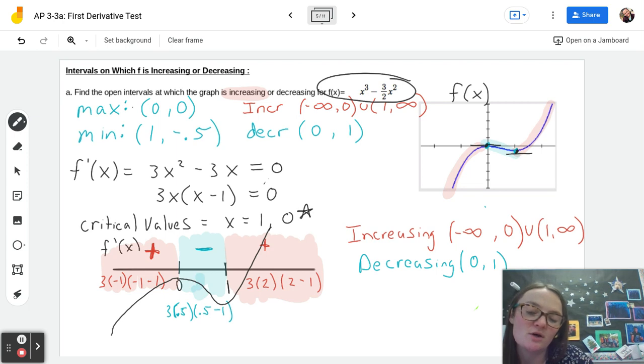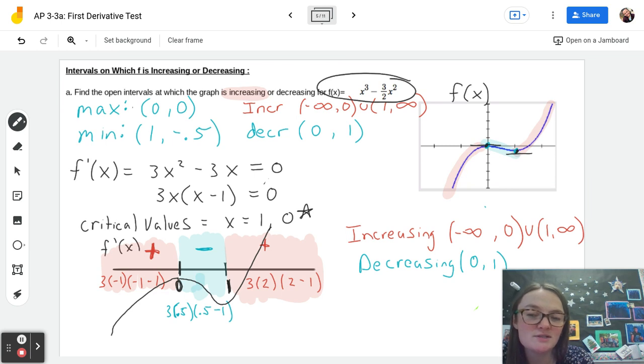From there, we created what's called a first derivative graph. A first derivative graph or test is a number line where I put the critical values, which are where the derivative is equal to 0 or undefined, onto the number line. So 0 and 1 go onto the number line. From there, I'm going to pick a number that's less than 0, like negative 1, and plug it into the derivative and see what I get.